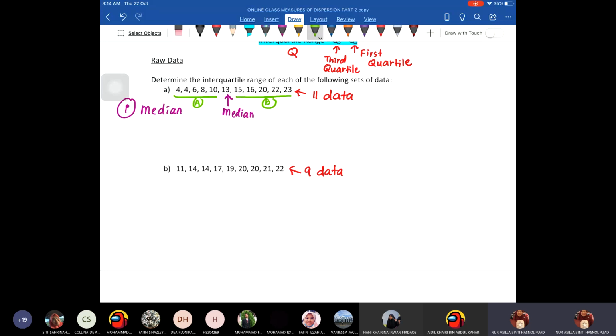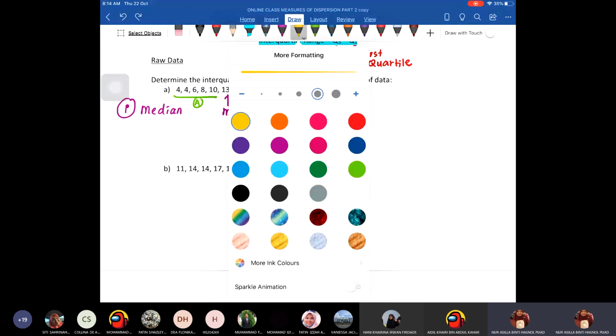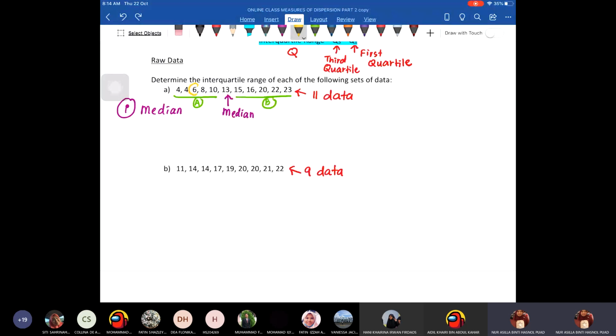In my group A, I'm going to look for the middle data. So the middle one will be 6. In group B, my middle data will be 20. So 6 is actually my first quartile and 20 will be my third quartile. Okay, that's how you find it.